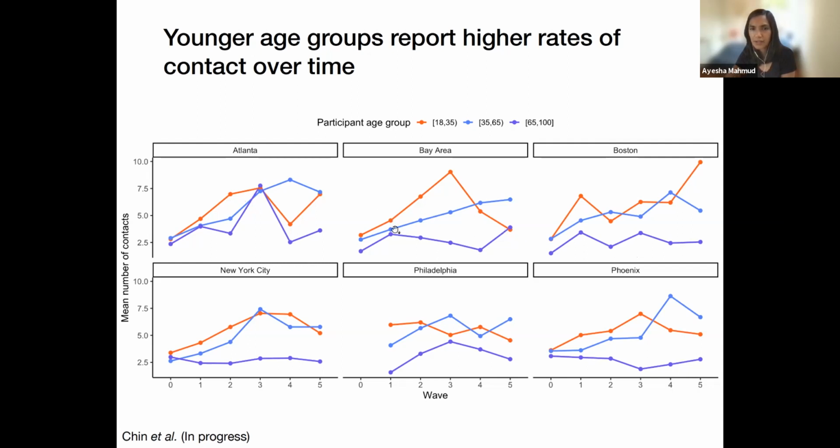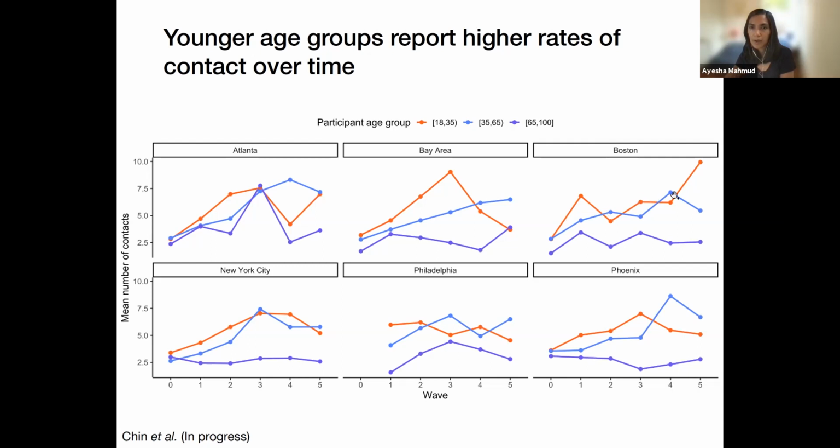And you can see that otherwise the contacts are pretty low. So 2.5 or around 2 is very low compared to what we see in the POLYMOD study. I think the average in POLYMOD is around 8. The number of contacts, even in older age groups, is still pretty high, so 2 is actually historically low. And you can really see the 65 to 100 group probably isolating well into the winter. So pretty low contacts across the board, but we see some interesting changes happening to younger age groups.